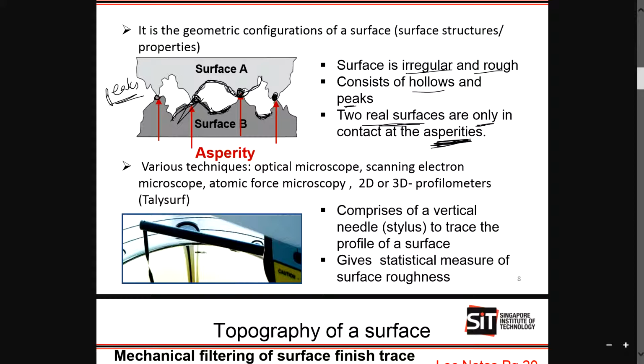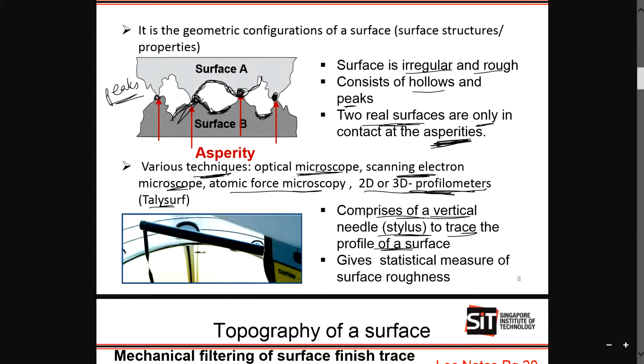They use different techniques to measure the surface roughness. They use different types of microscope: scanning electron microscope, atomic force microscope, optical microscope, or a 2D or 3D profile meter, such as the Talysurf. Later on we'll talk about this. It comprises a vertical needle stylus to trace the profile.